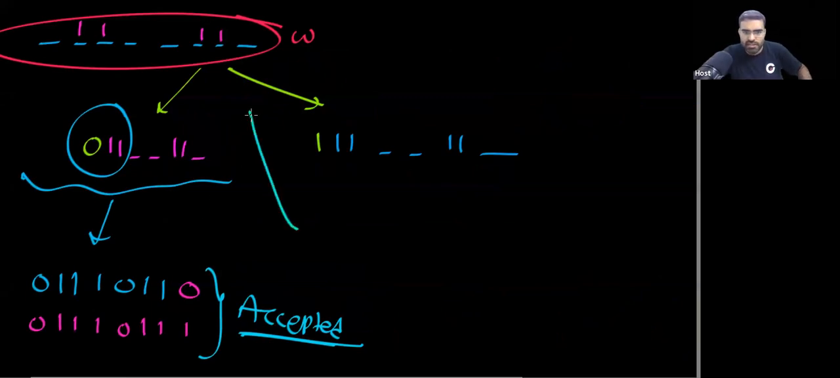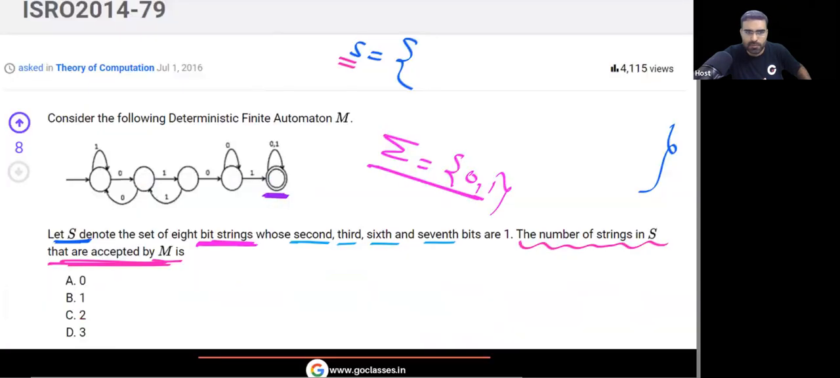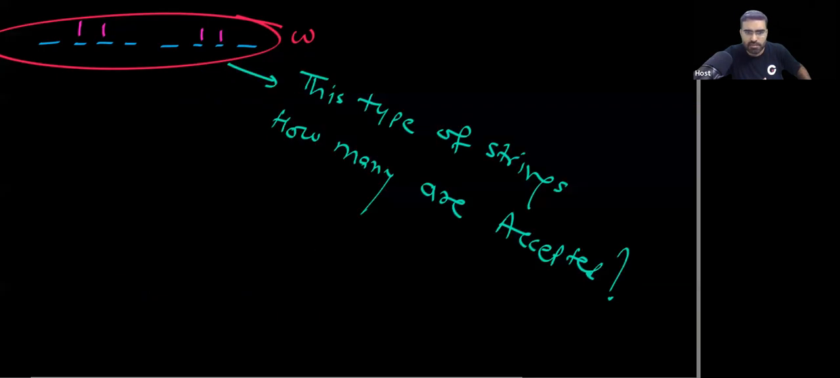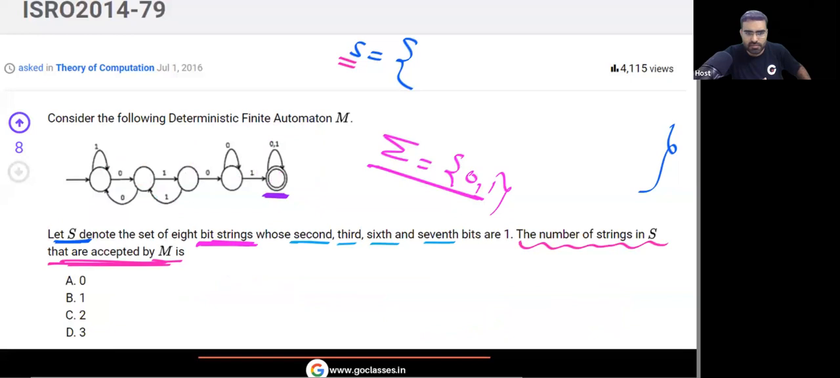Okay, so this direction is over. Now let's see this direction. How many strings of this type can be accepted? 1, 1, 1, and so on. How many strings of this type can I accept? Okay, so let's check.